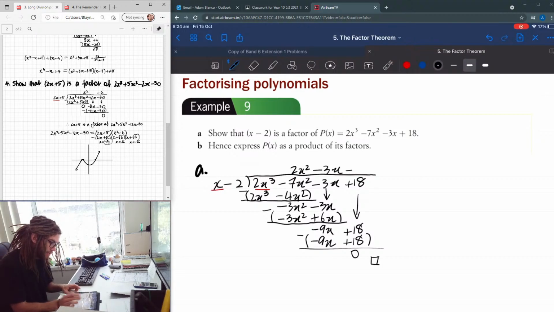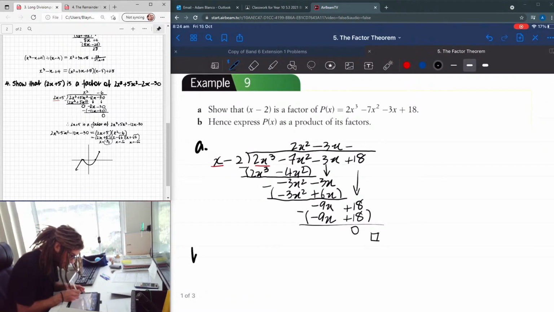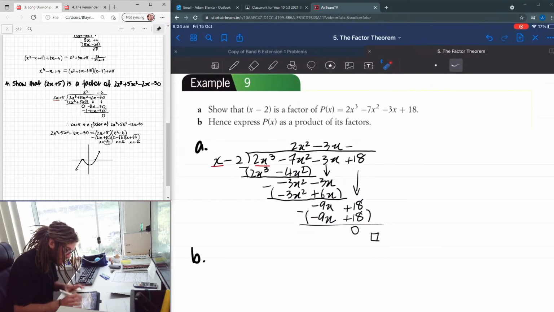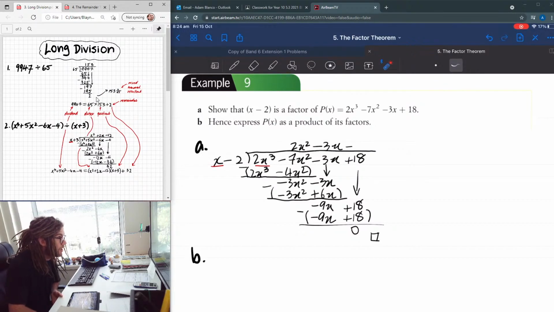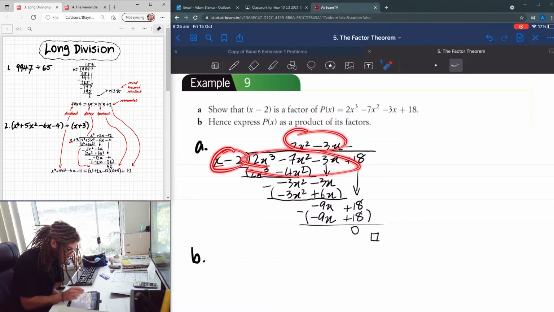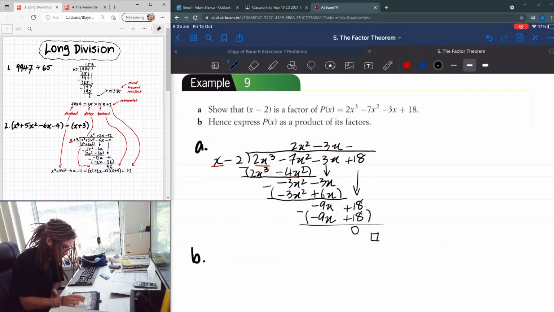Okay, so I'm finished. Hence, show it as a product of its factors. So the way I think about this is why I've put this in the top corner too. Have a look at my original thing: 9,947 is the same as 65 times 153, and then I add on my remainder. But this time I don't have a remainder, so it's going to be this times this equals this, and that should make sense because the opposite of dividing is timesing.